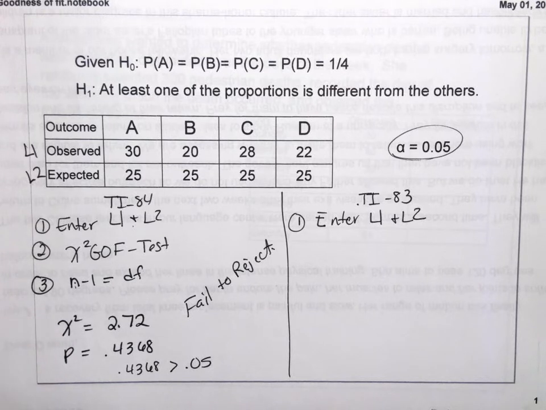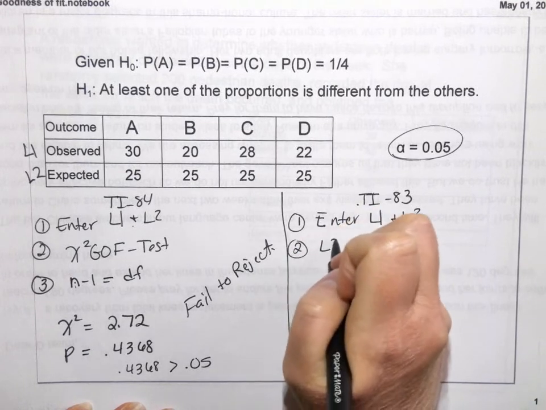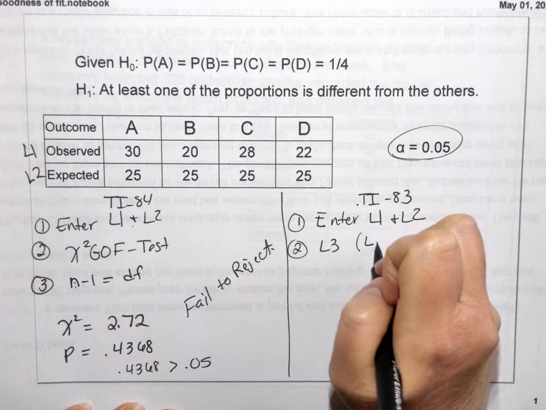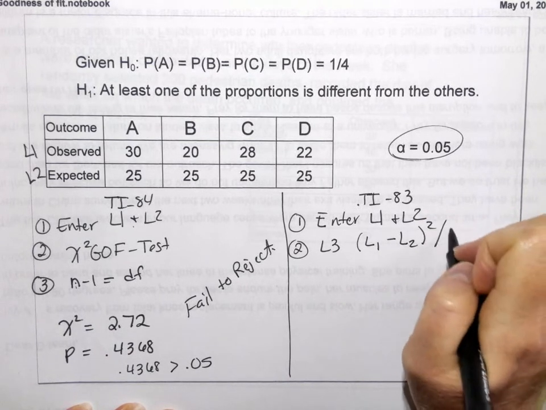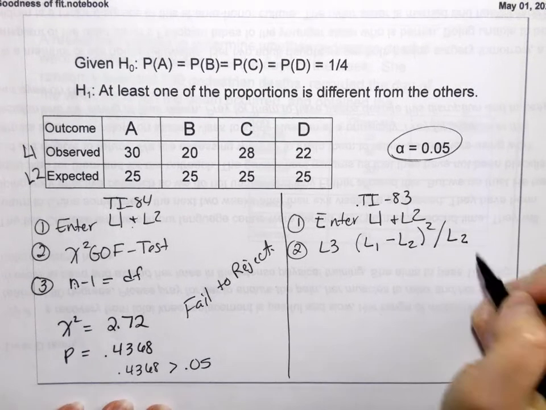Up on list 3, way up at the top for L3, you're going to type this: L1 minus L2 squared divided by L2. So it's going to look like this: parenthesis L1 minus L2, close the parenthesis and square it, divided by L2. Hit enter, and it puts the values in for you.